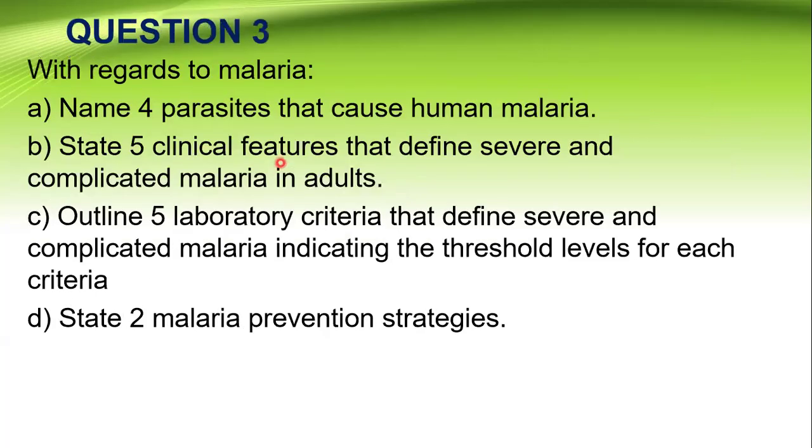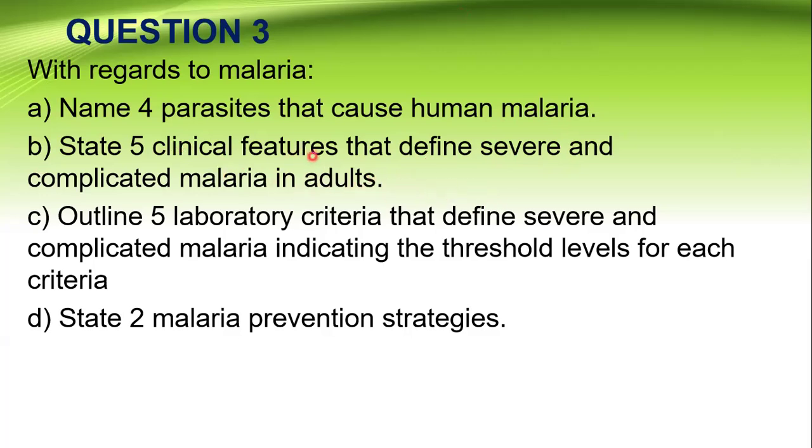Okay, next. With regards to malaria, name four parasites that cause human malaria. This should be easy. Plasmodium falciparum, Plasmodium vivax, Plasmodium ovale. And the last one. Plasmodium malariae. Very good. State five clinical features that define severe and complicated malaria in adults.